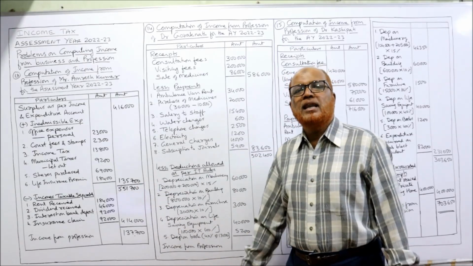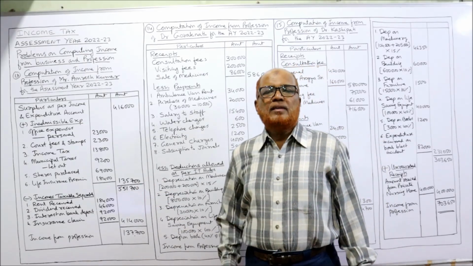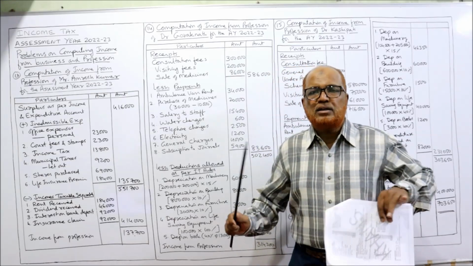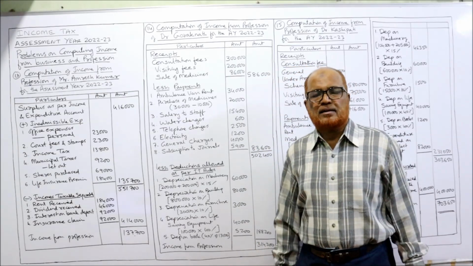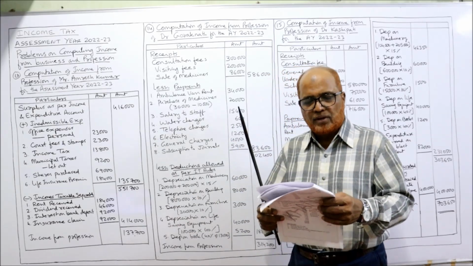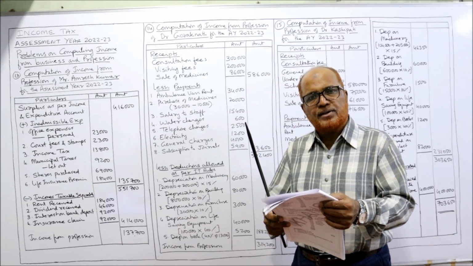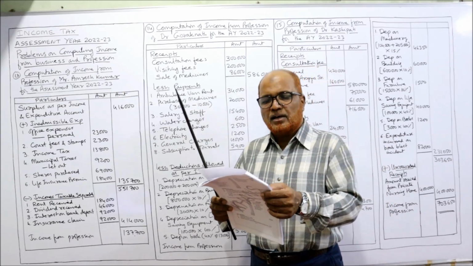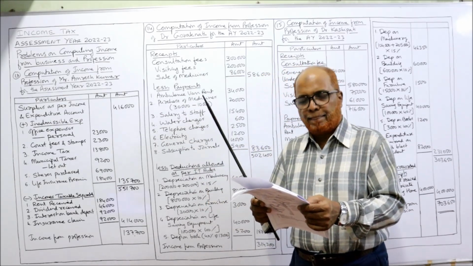Now we add back inadmissible expenditure. These are the expenses which are not allowed by the Income Tax Act, but are debited to the income and expenditure account. What are the items? First one, office rent. It is allowed as deduction. So before seeing the items, see the other information given.